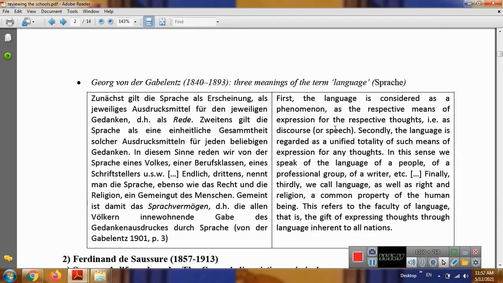Okay. In this table, we will read about three meanings of the term language. First, language is considered as a phenomenon, as the respective means of expression for the respective thoughts, like discourse or speech.